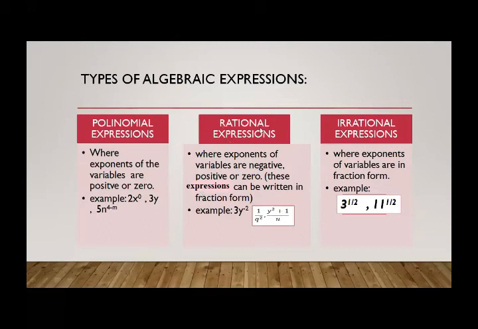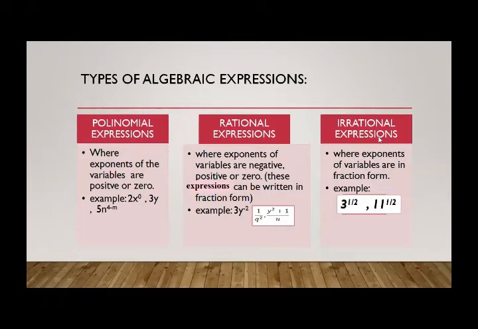The second is rational expression, according to definition, where exponents of variables are negative, positive or zero. These expressions can be written in fraction form. A very important example is 3 y to the power minus 2, which can be written as 3 upon y square. We have a clear understanding because we have discussed in chapter number 2 the laws of exponents. Then another example is 1 over q square, and the third example is y square plus 1 upon u. So these are the examples of rational expressions.